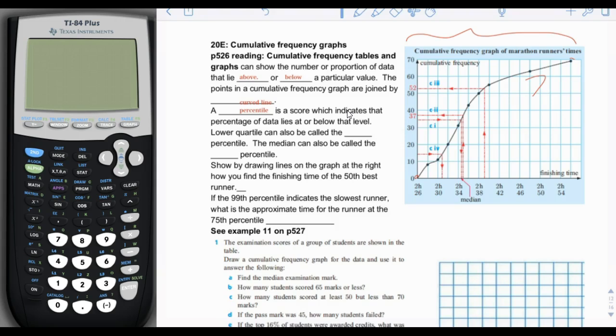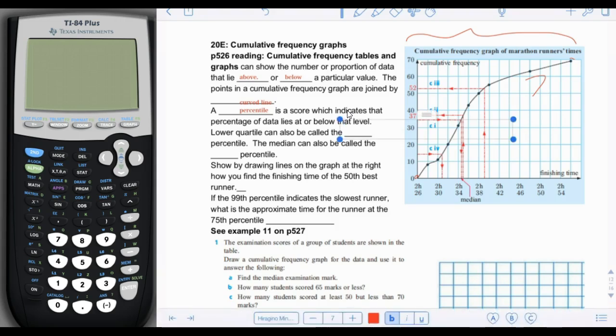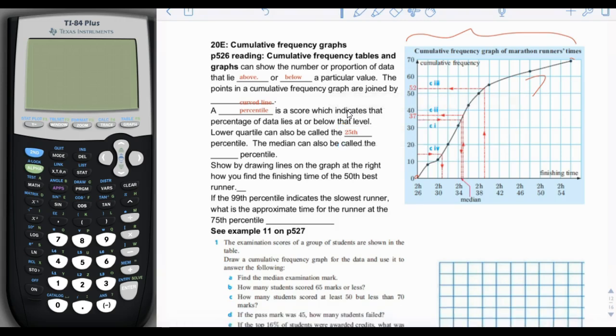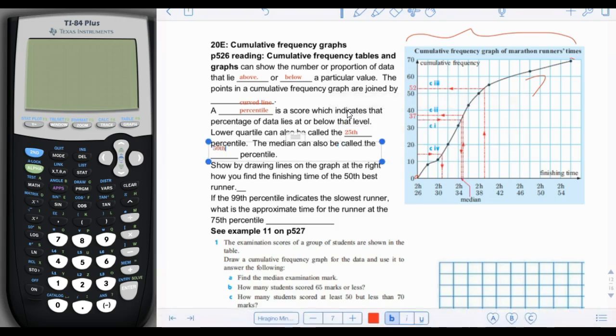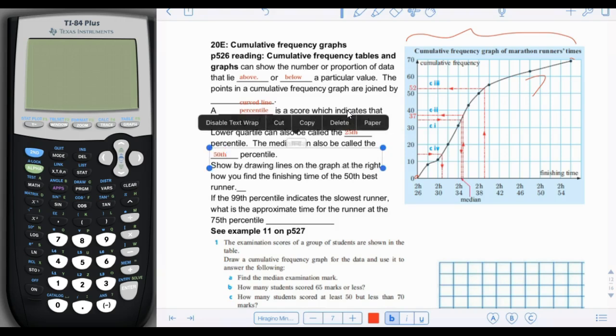Lower quartile can also be called the 25th percentile, and the median can also be called the 50th percentile. And show by drawing lines on the graph to the right how you would find the finishing time of the 50th best runner. Okay, so let's take a look at this graph.